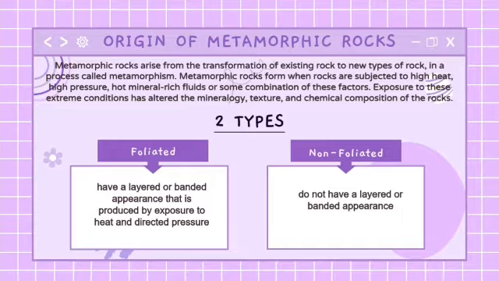And here we have two basic types of metamorphic rocks, which are foliated and non-foliated metamorphic rocks. Foliated metamorphic rocks have a layered or banded appearance that is produced by exposure to heat and directed pressure, while non-foliated metamorphic rocks do not have a layered or banded appearance.